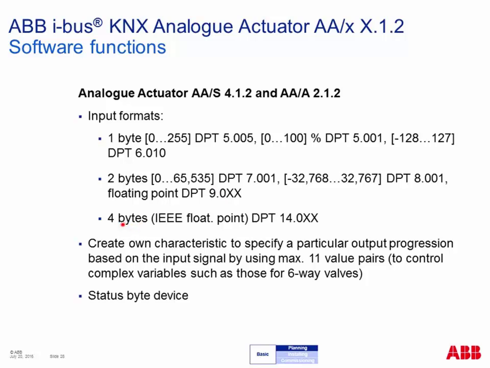It is also possible that the analog actuator can listen to a 4-byte KNX telegram, which is the data point type 14.0. And a very nice feature is that we can create our own characteristic, so the behavior between our input signal and the analog output signal can be adapted. Maybe that's why we have 11 value pairs here. Later you will see an example.